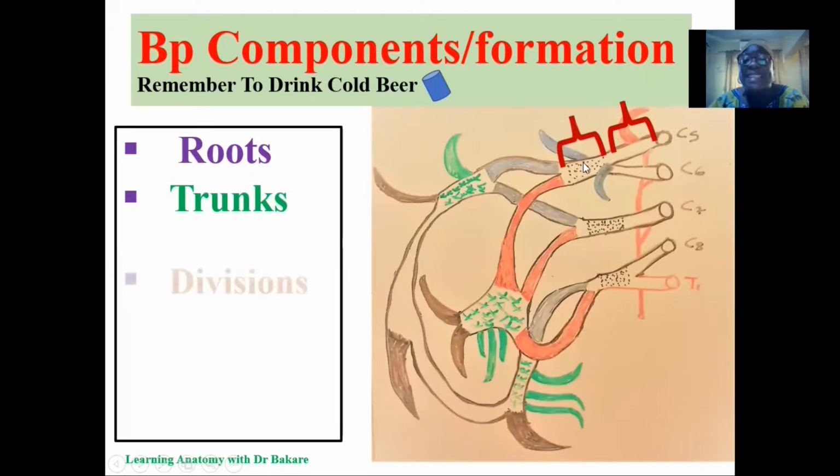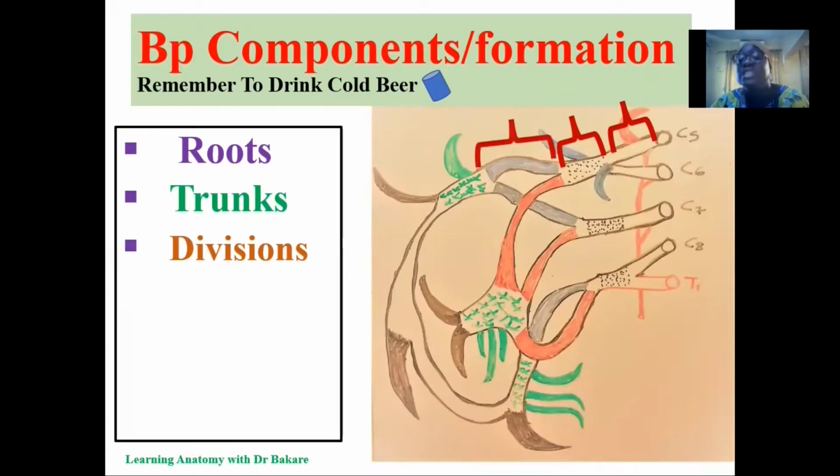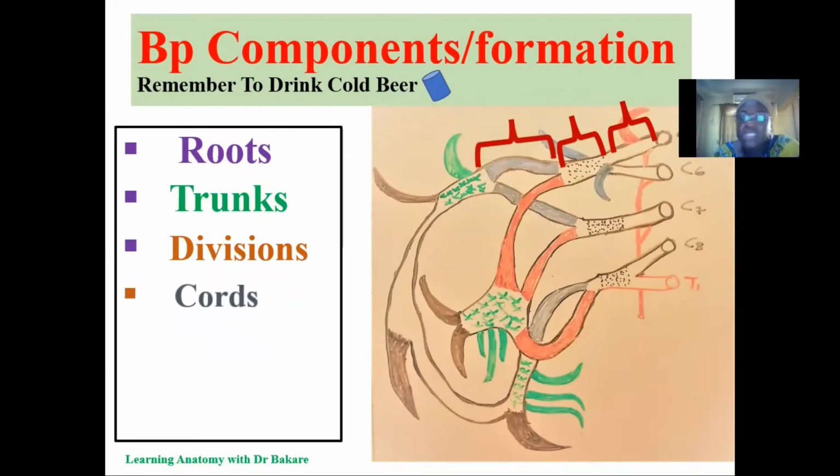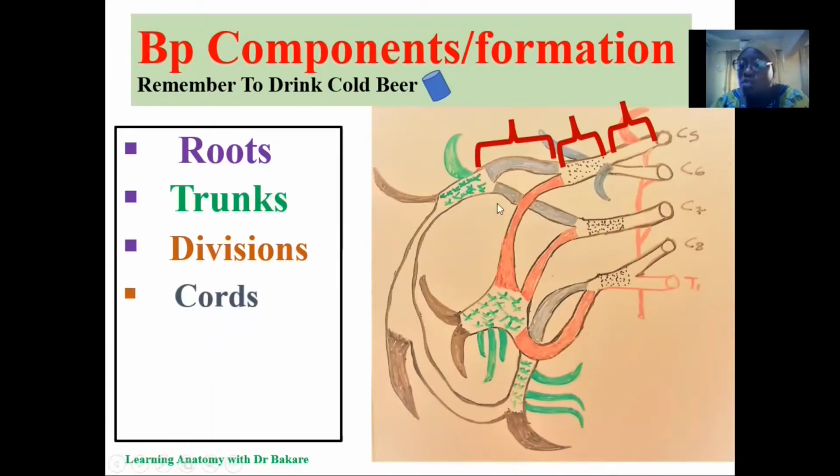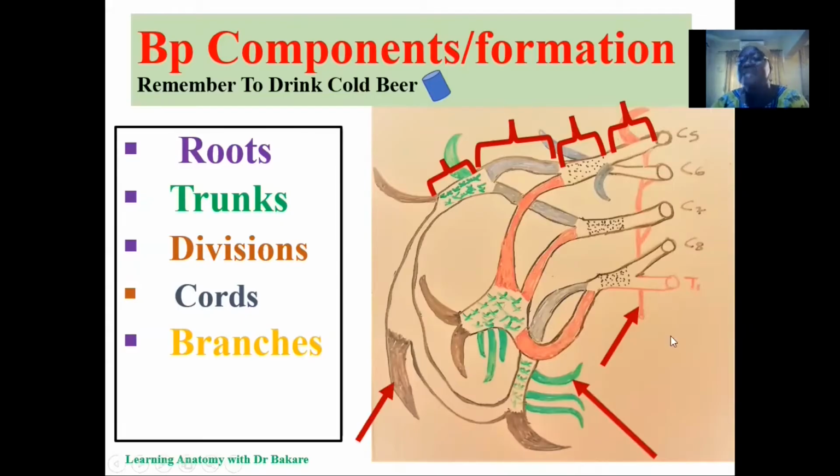This is followed by the letter D, which means drink, and drink represents divisions. And the trunk will further divide into the divisions of the brachial plexus, followed with cold, which represents chords. The divisions will also come together to form the chords of the brachial plexus. Then the last word is beer, and beer represents branches, the branches that emerge from the brachial plexus. So what this means is that one region will lead to the formation of the other region.